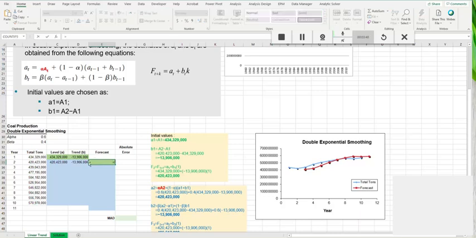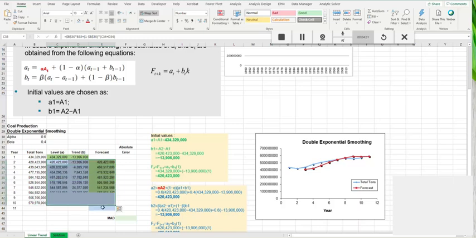So F, or the forecast, is equal to A of the previous period plus B of the previous period multiplied by K, which is the difference between the period that you are forecasting and the period that you are using for forecast. Currently we are using period 1 to forecast period 2, so K is 1. So that's it. Let's drag this formula down, and for the last one, drag it down. Let's calculate the error.